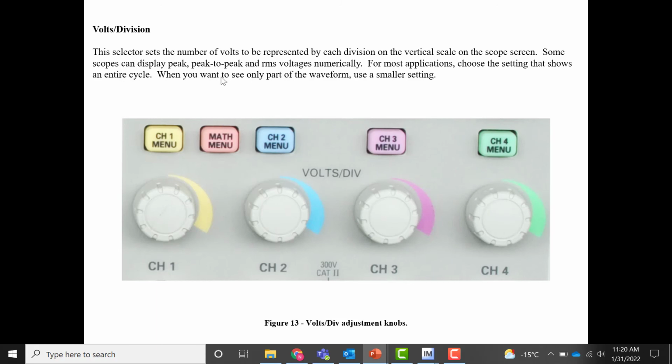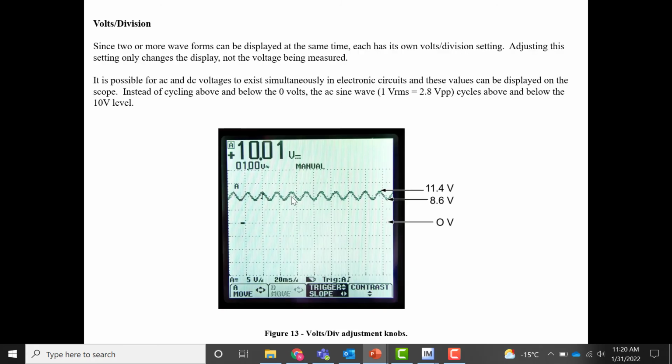Again, the volts per division depends on what your setting is set at. Some of the scopes, and ours, will show peak to peak and RMS, okay? But we can actually just choose a setting that shows the entire cycle and literally count those divisions and then know how much the value of voltage is.